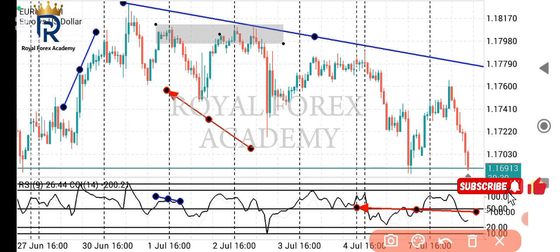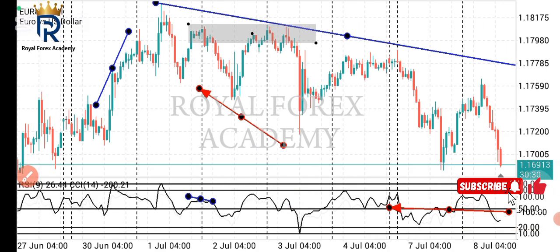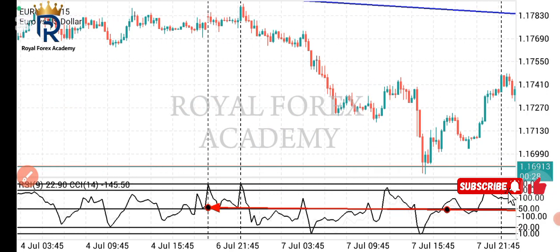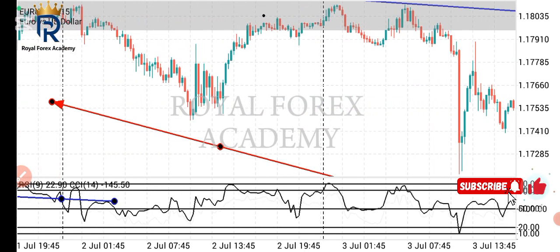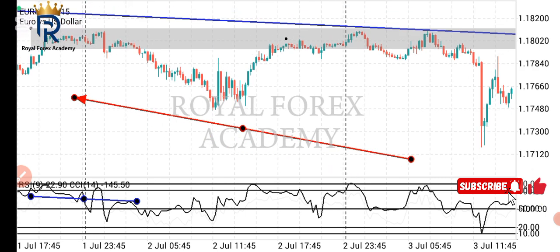Looking at this even on this 1 hour time frame, there is a divergence when price pulled back into that zone. You can see that divergence and how smart that divergence is. Let's look at it on a 15-minute time frame. You can see it. Even on this 15-minute time frame, there is a divergence.